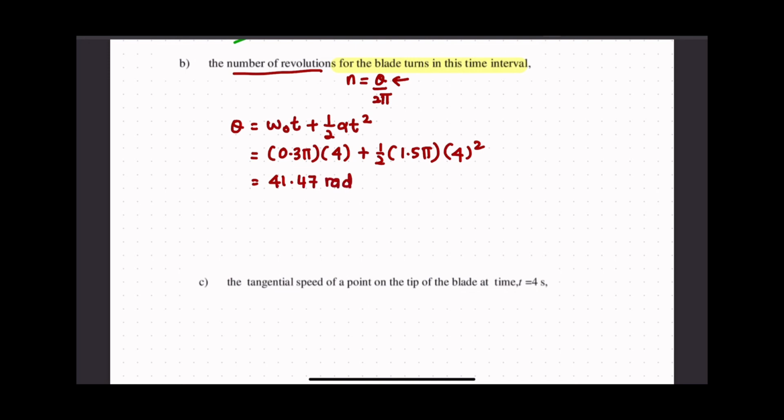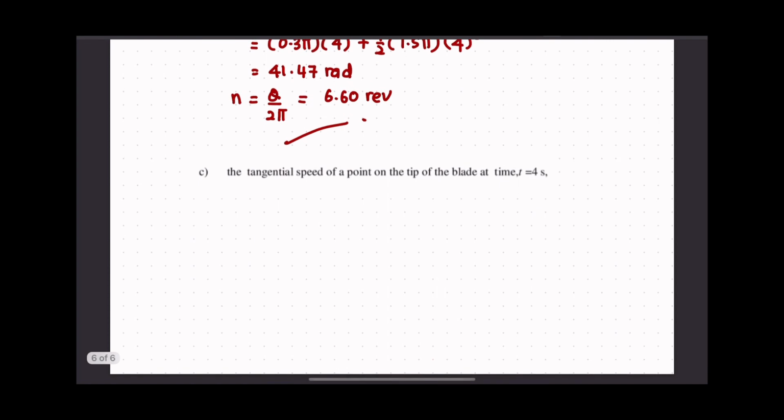Radian. So the number of revolutions is equal to theta divided by 2 pi. So we get the value 6.60 revolutions. Okay, it's a bit off, maybe because of decimal points, but it's okay. Alright, so next is C, tangential speed of a point on the tip of the blade at time t equal to 4 seconds.